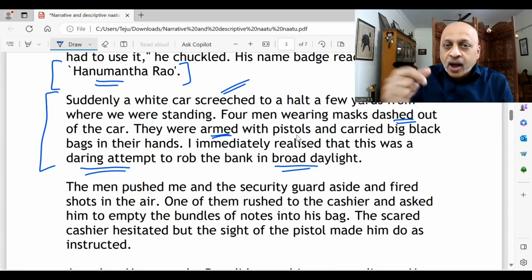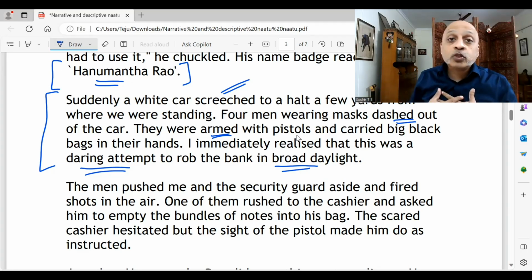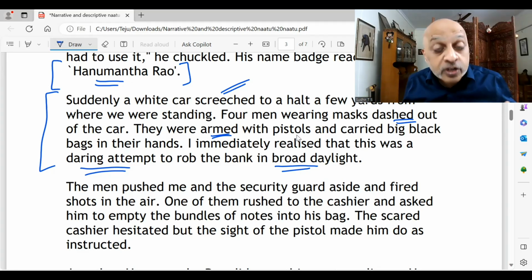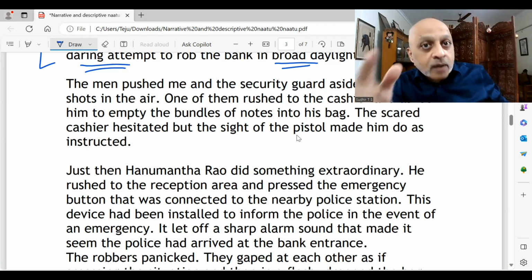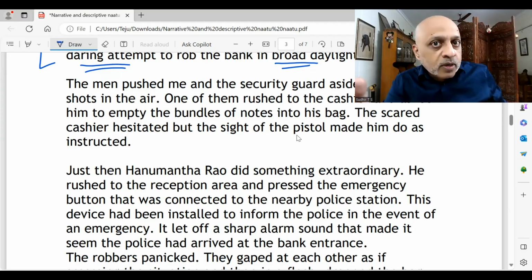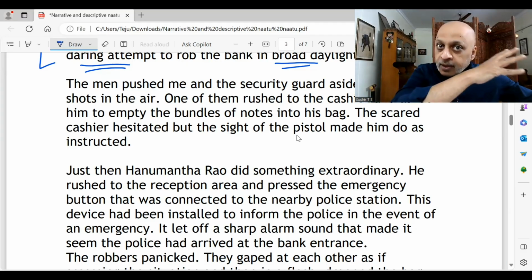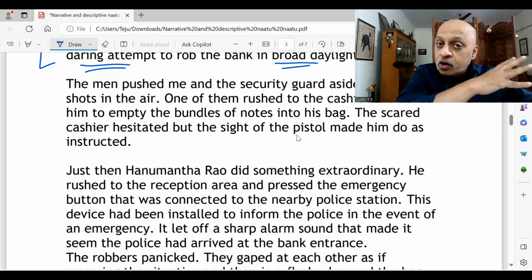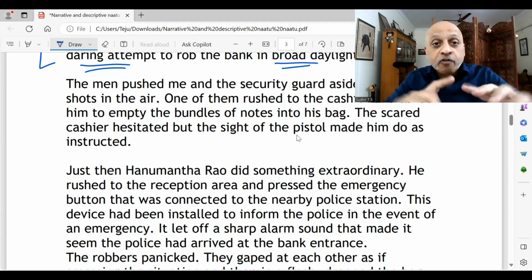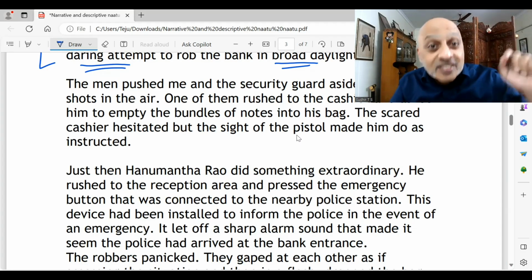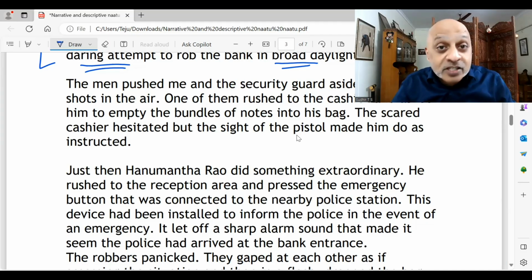But then if you have a pistol pointed at you, that's what made the cashier fear for his life and do as instructed. Just then, and now comes our hero. Just then, Hanumanta Rao. We have already introduced him at the beginning of the essay. Action hua, and now hero ki entry. Fata poster, nikla hero.